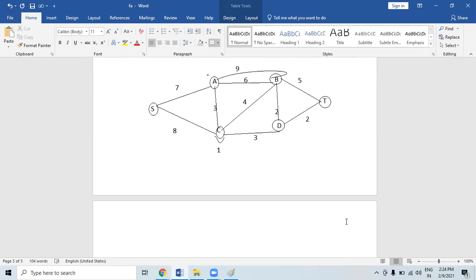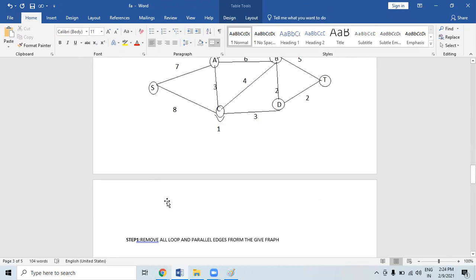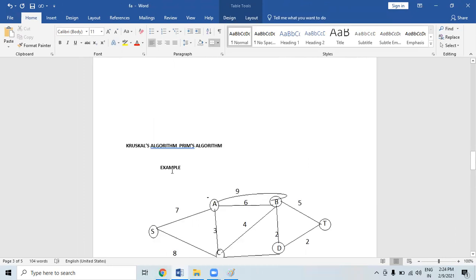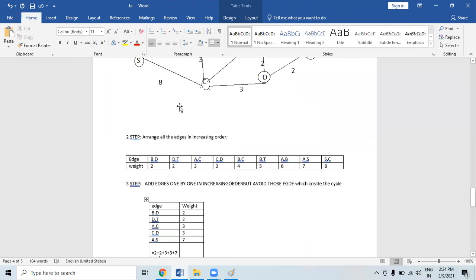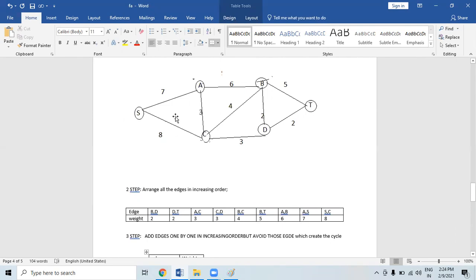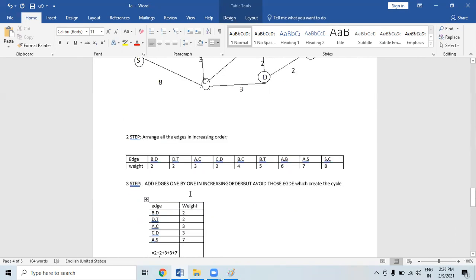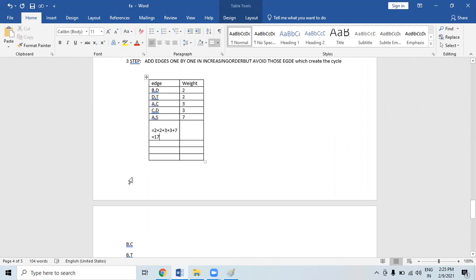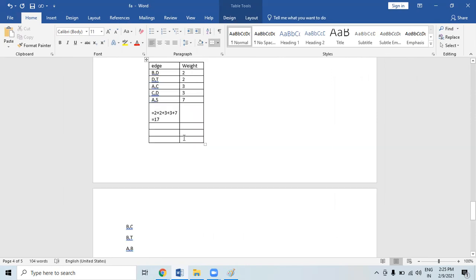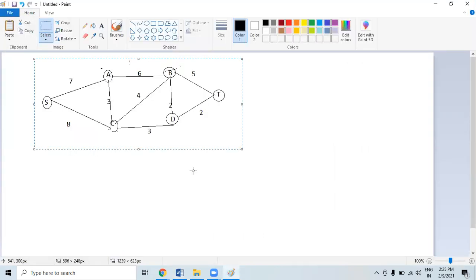Okay, this is a 3 step process, so now listen. First, with the help of this example, in the first step we remove loops. Then in the second step, we mention all the edges in increasing order. Then in the third step, we remove the edges which form a cycle and add the final table. Based on this table, we draw the diagram again.